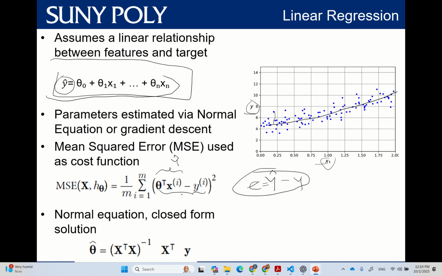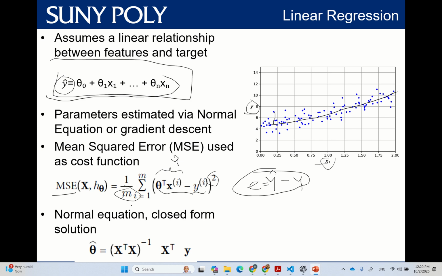Now, why can't we just minimize the sum of the errors? The problem is that some of them will be positive, others will be negative. So if we add them up, then maybe it will be close to zero if it's symmetric. We have a lot of positive and negative values, so it's not a good idea to just add them up. So that's why we're using the square here, and this is the famous mean square error. We compute the individual residuals, we square them, we add them up, and we find the average.